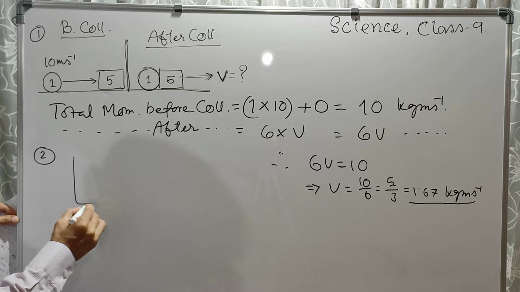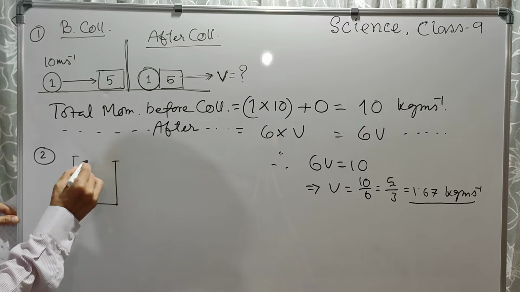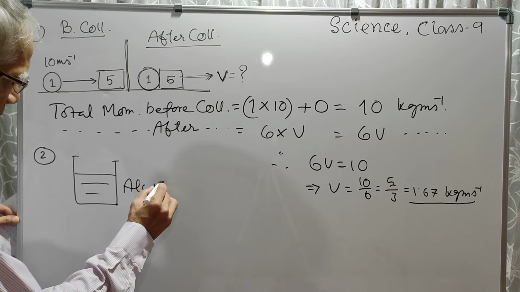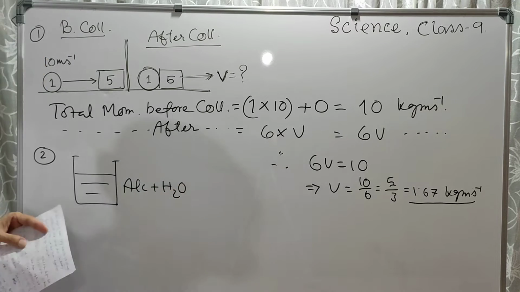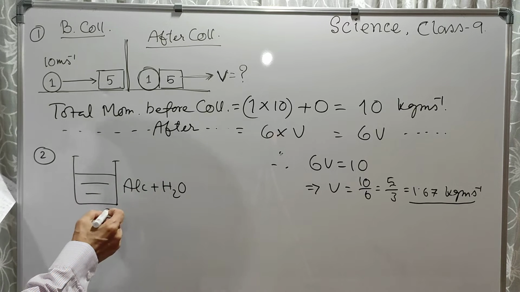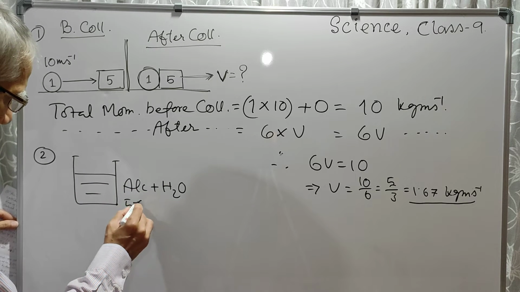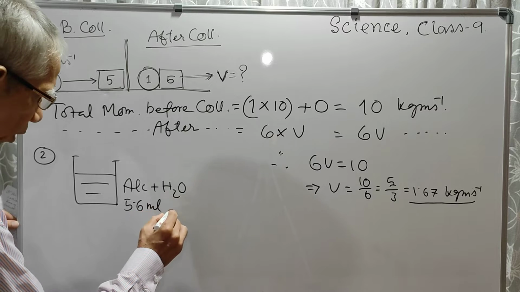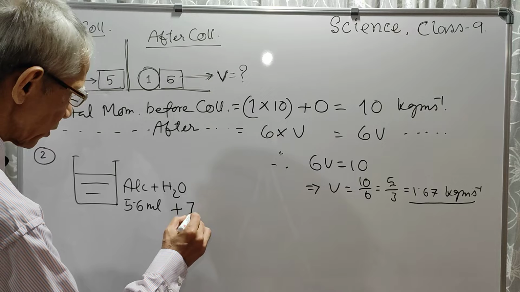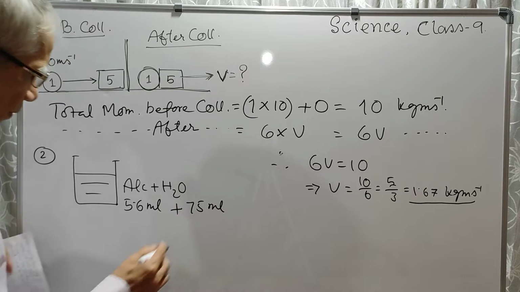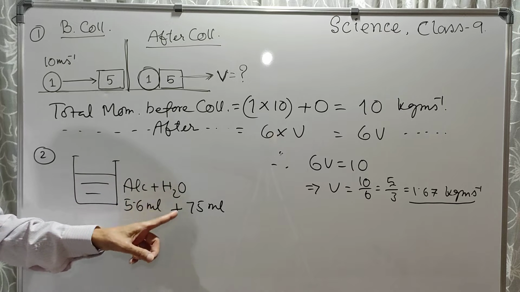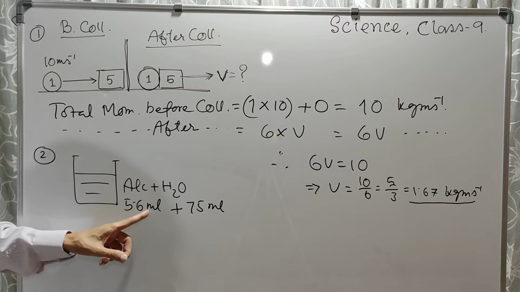You see, if you want a diagram, this is a solution. Solution of what? Alcohol plus water. And alcohol how much? Alcohol 5.6 ml. And then water how much? Water 75 ml. So this is a solution of these two liquids, alcohol and water. Water 75 ml and alcohol 5.6 ml.